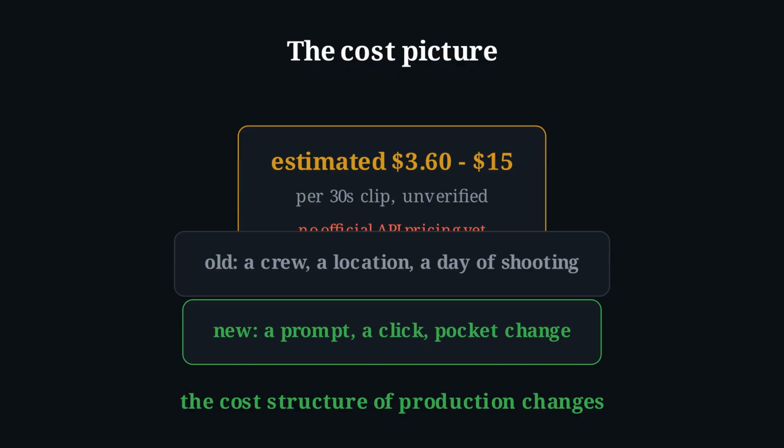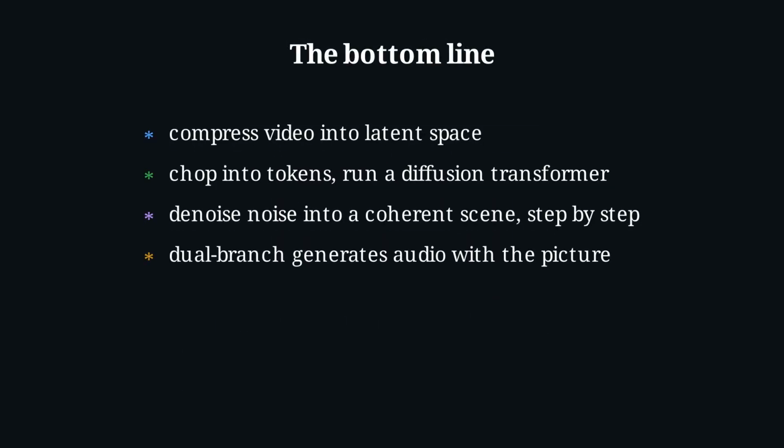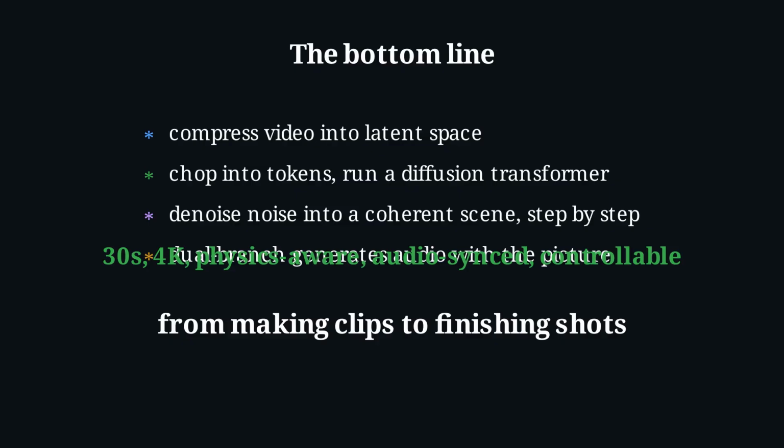Let us pull it together. Seedance turns text into video by compressing frames into a latent space, chopping that space into tokens, and running a diffusion transformer that denoises random noise into a coherent scene step by step. Its secret weapon is the dual branch design, which generates synchronized audio in the same pass as the video. It needs very little from you on the client side, because the compute lives in the cloud. And it is good because it delivers 30-second 4K physics-aware, audio-synced storytelling that can hold a narrative together.